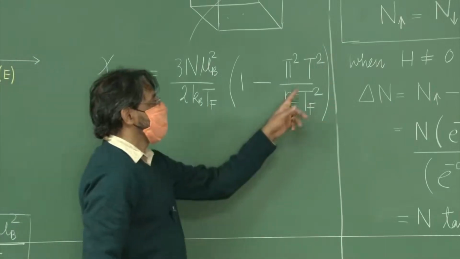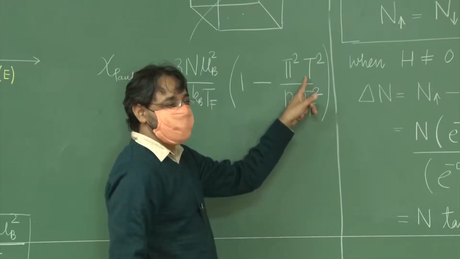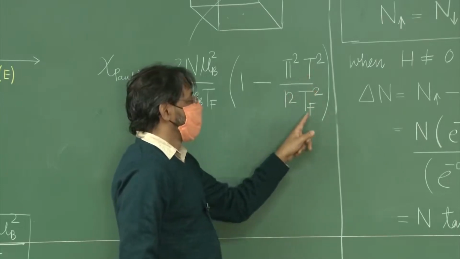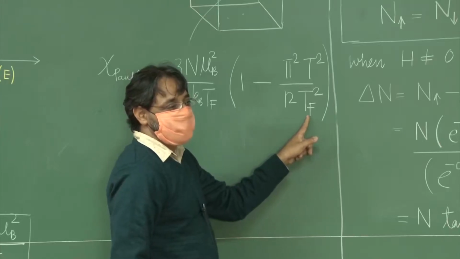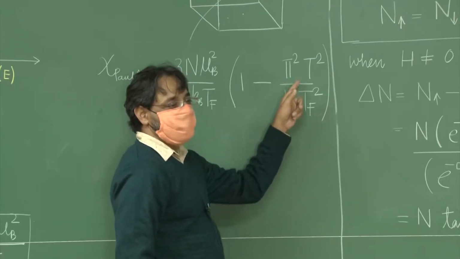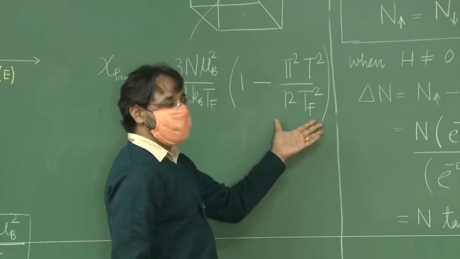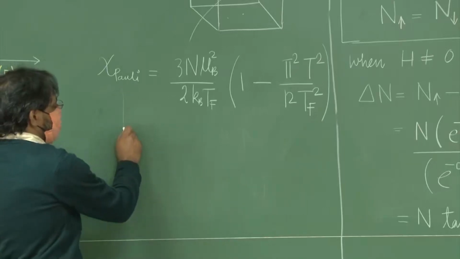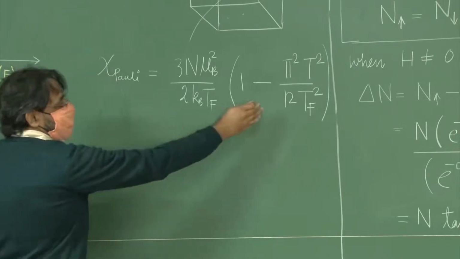So at room temperature, let's take room temperature to be 100 Kelvin to make life simpler. Of course it's too low, but 100 K square is 10 to the power 4. This fellow is 10 to the power 4 already. 10 to the power 4 K square is 10 to the power 8. T_F is of the order of 10 to the power 4. So this correction term is already 1 by 10 to the power 4 at 100 Kelvin. So you can imagine that this is a very weak temperature dependence. Therefore, for all practical purposes, the Pauli susceptibility is temperature independent. That's the first point that we note, that the temperature dependence is very, very weak.